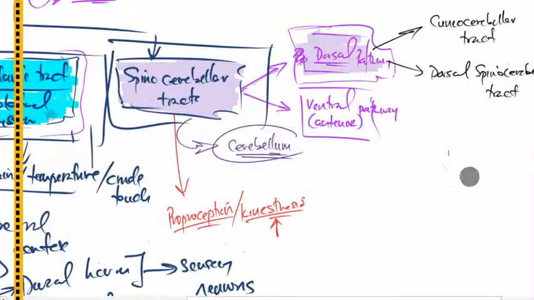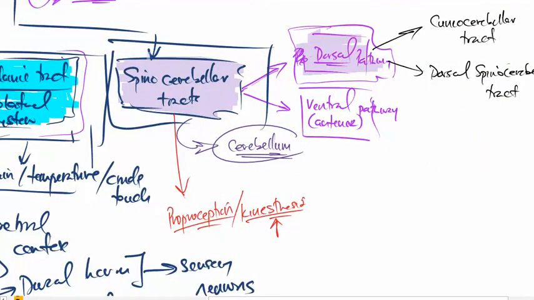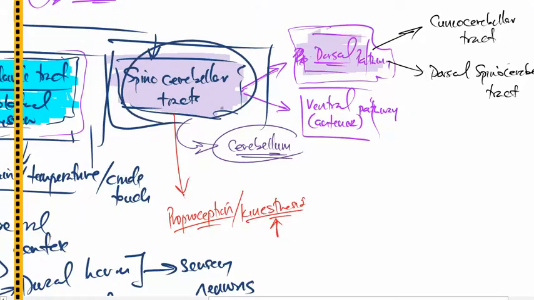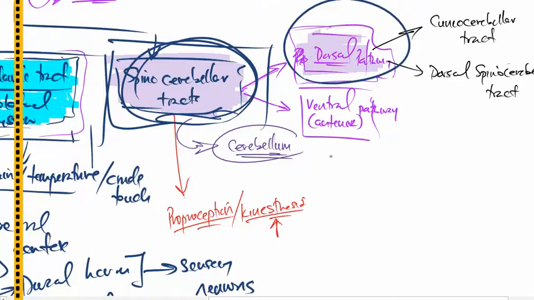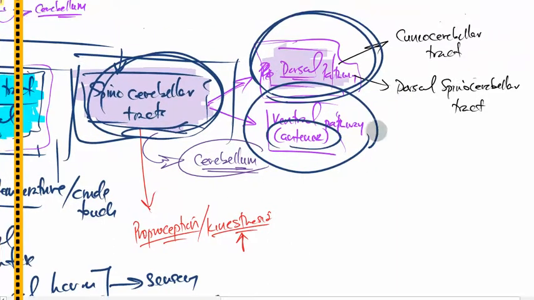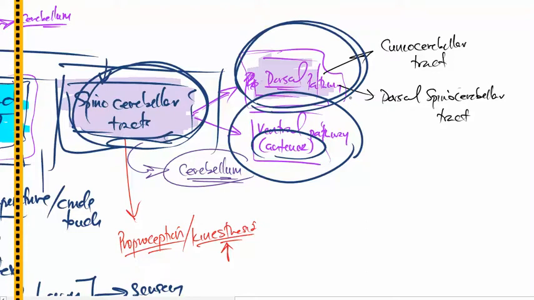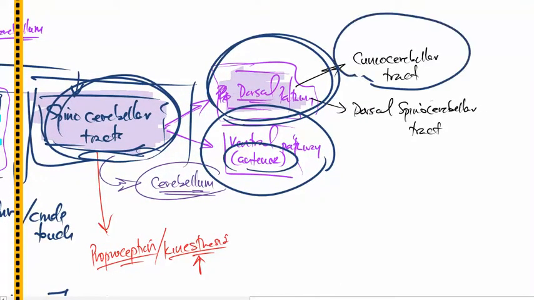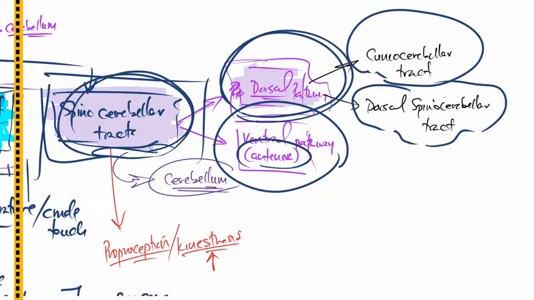Okay, so when we're looking at the spinocerebellar tract, there are two pathways involved in it. You have the dorsal pathway and you have the ventral pathway. The ventral pathway is also like anterior, ventral anterior. The dorsal pathway is then further divided into your cuneocerebellar tract and your dorsal spinocerebellar tract.